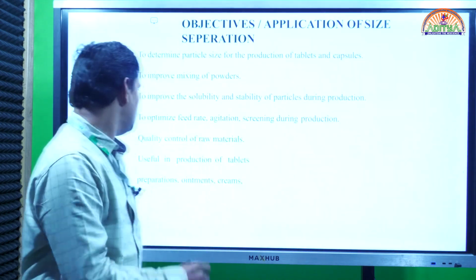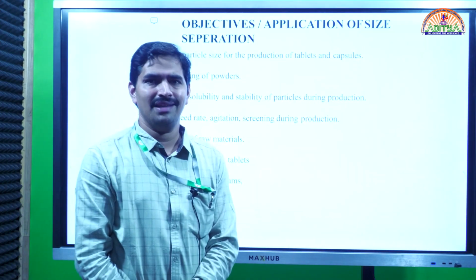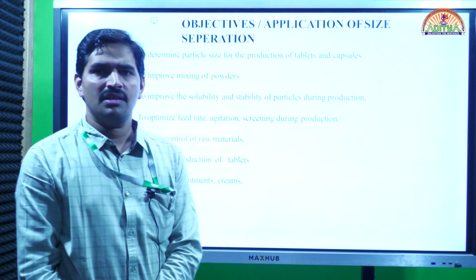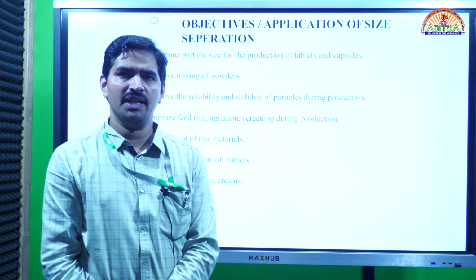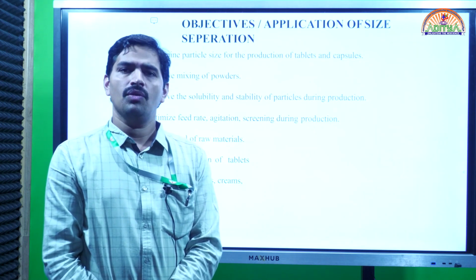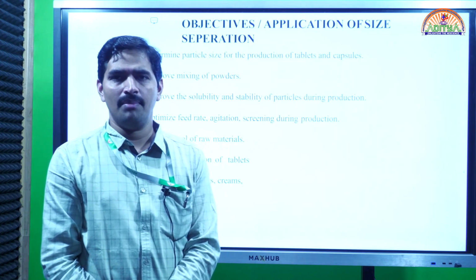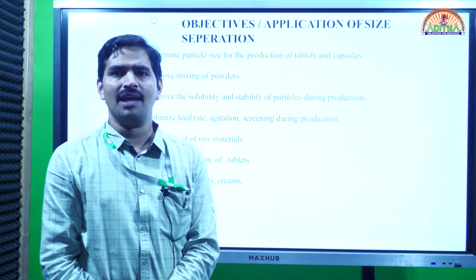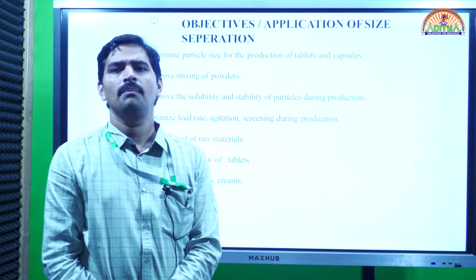Coming to the next one, useful in the production of tablets. As we discussed earlier, for production of tablets, initially the flow of powder from the hopper is a very important parameter, as I said previously, as well as the solubility of the product. That means the drug present in the tablet, as well as its stability, all depend upon the particle size.